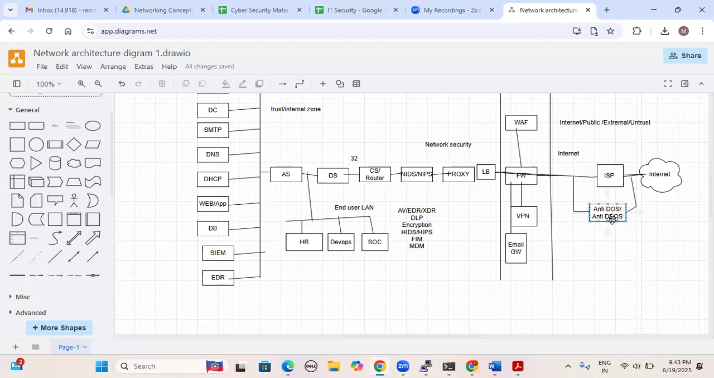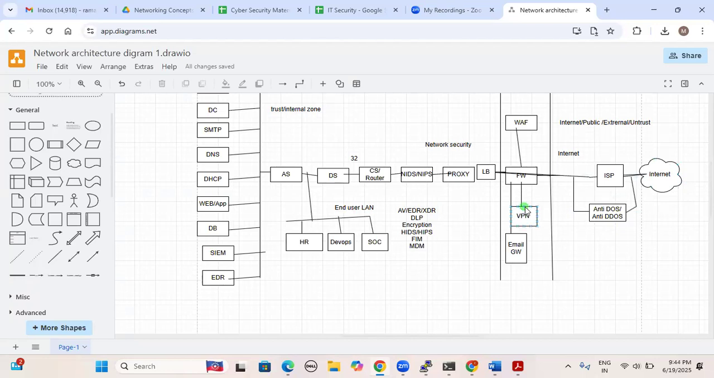So whenever any flooding category of attacks is launched by our attacker, it will either block or quarantine those attacks. So that is how the anti-DoS and anti-DDoS solution takes care of it. And finally, our internet. This is where we get traffic from the internet, and everything there is a public network. Okay, so that is about the overall network architecture diagram.